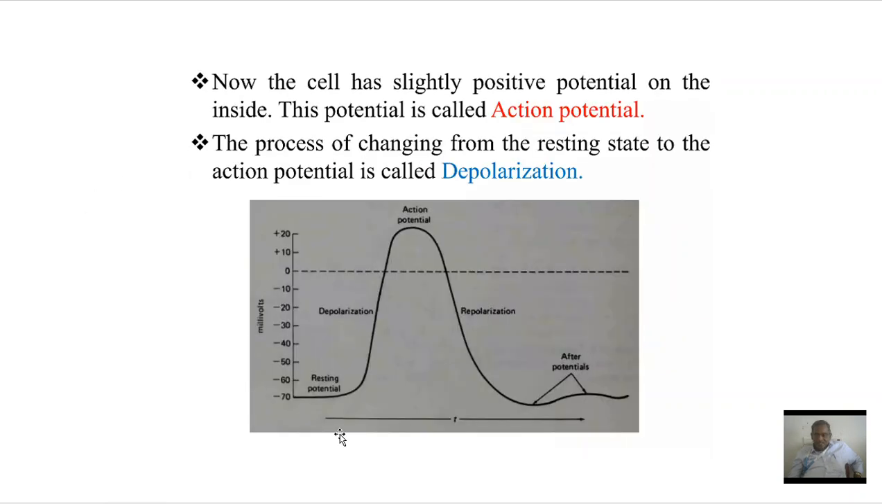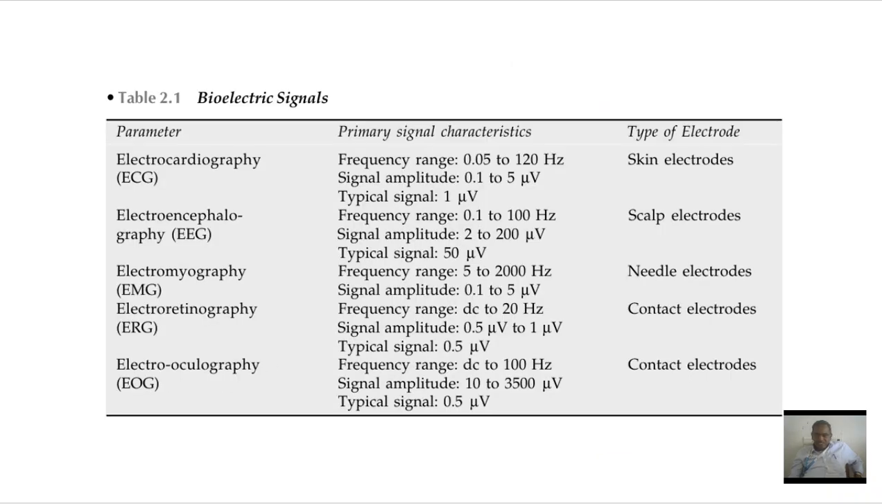Okay, this is the same thing, the action potential diagram. Now the cell has a slightly positive potential on the inside. This potential is called the action potential. The process of changing from the resting state to the action state is called depolarization. So these are some of the examples of action potentials of different signals.